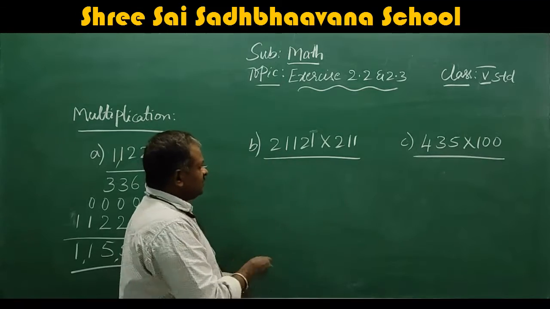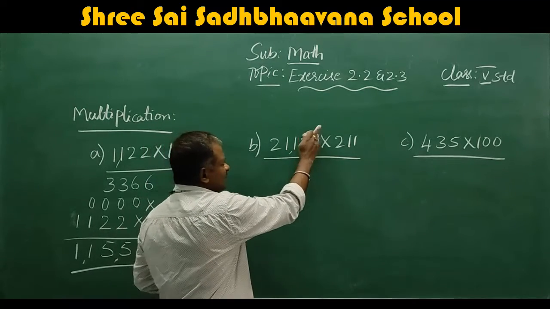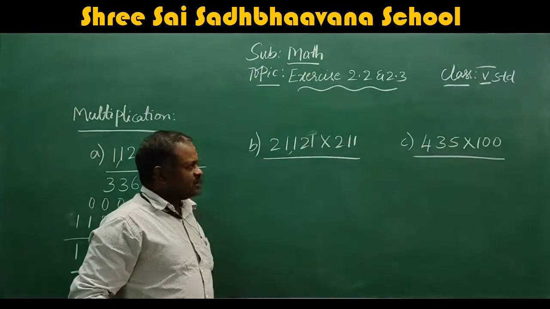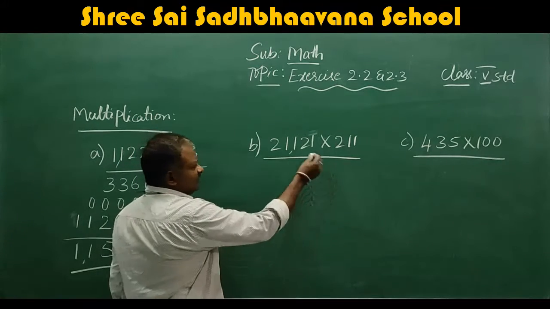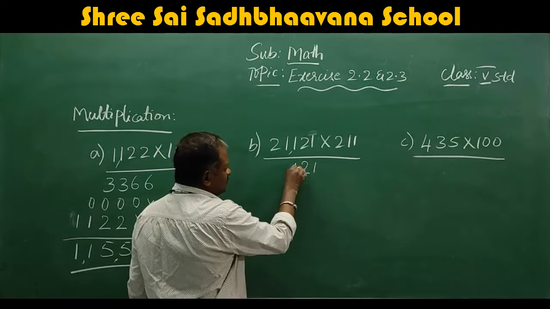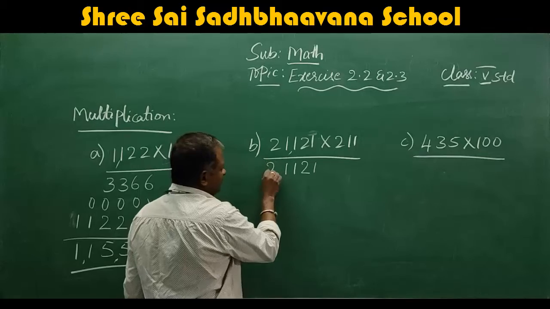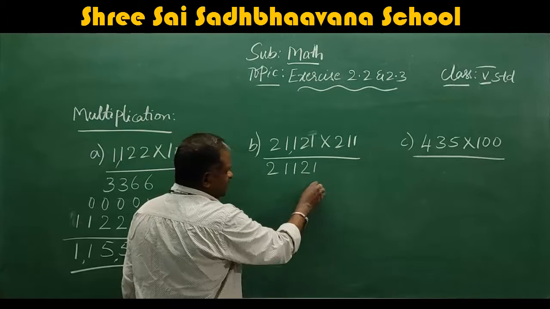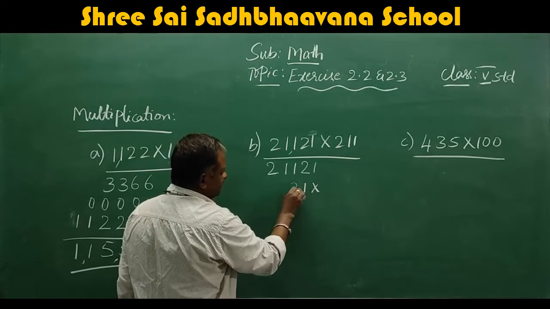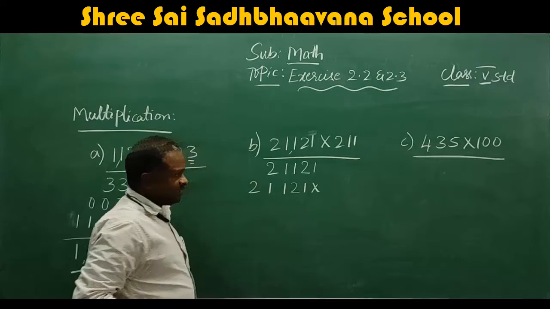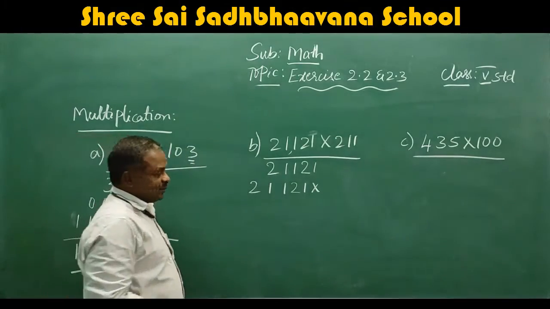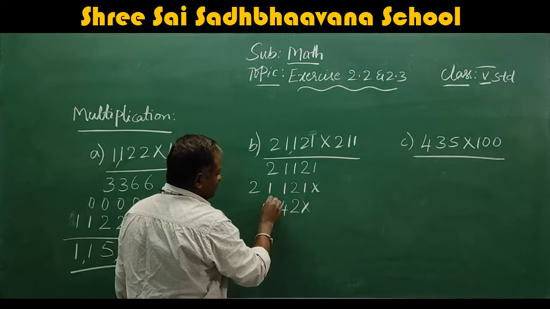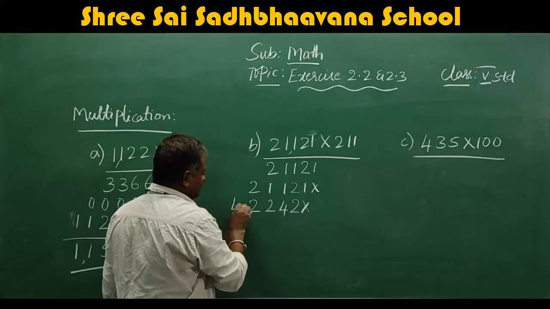Okay, multiply 21,121 by 211. So we'll start. 1 ones are 1, 1 twos are 2, 1, 1 ones are 1, 1 ones are 1, 1 twos are 2, because from the 1 we are getting the same number. Next number is also 1, so write down the same number. Okay, no doubt. Next come to by 2. So 2 ones are 2, 2 twos are 4, 2 ones are 2, 2 ones are 2, 2 twos are 4.